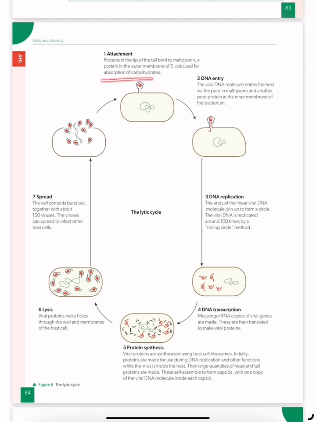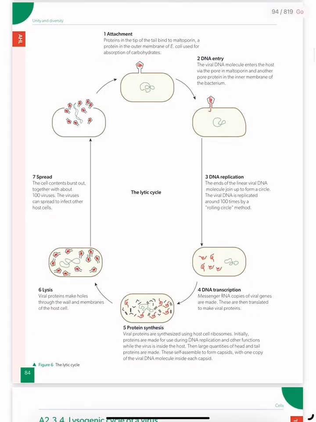This is the demonstration of the lytic cycle. It has the steps and descriptions you can see here. In the lytic cycle, as I've said, after infecting the host cell, the virus makes the cell burst out and kills the cell. And the viruses can also spread to infect other host cells after killing the one.